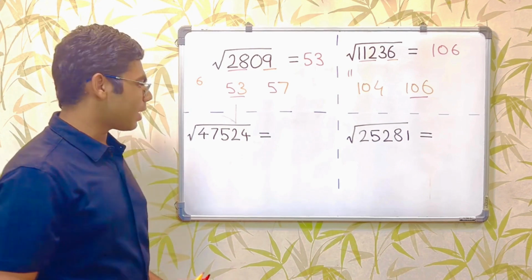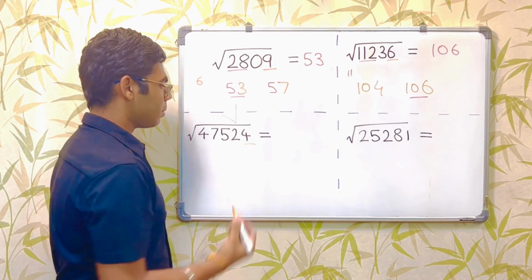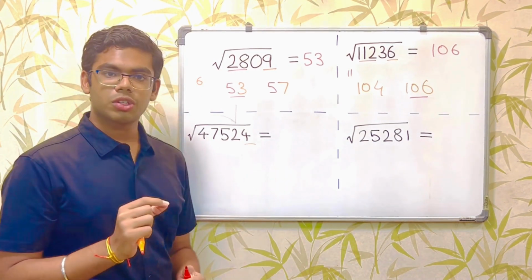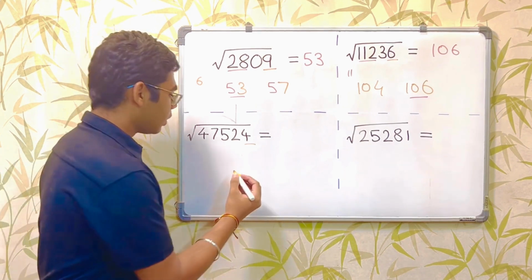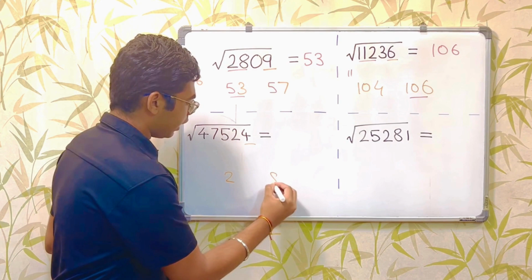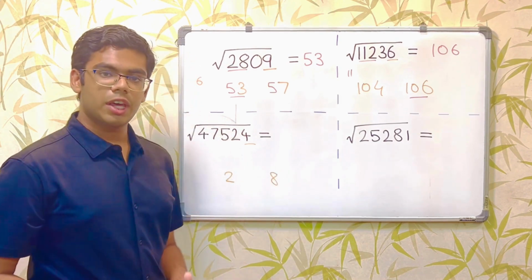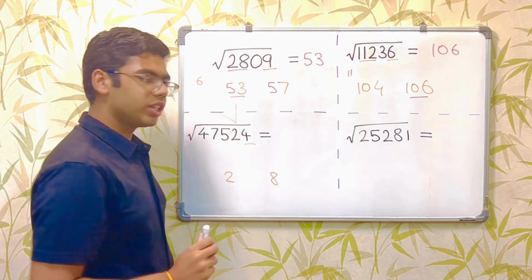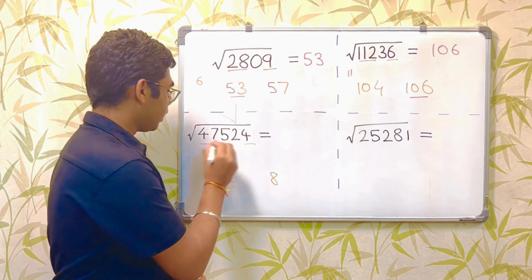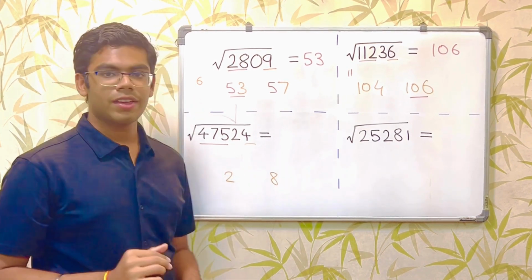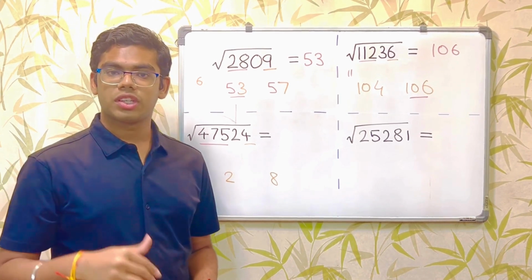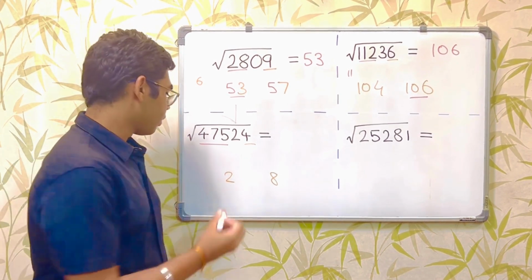For a final example, we would follow the same steps. If the units digit of the square is 4, then the units digit of the square root would either be 2 or 8. Our next step would be to ignore the last 2 digits and focus on the first 3. The perfect square that is less than 475 is 441, which is the square of 21.